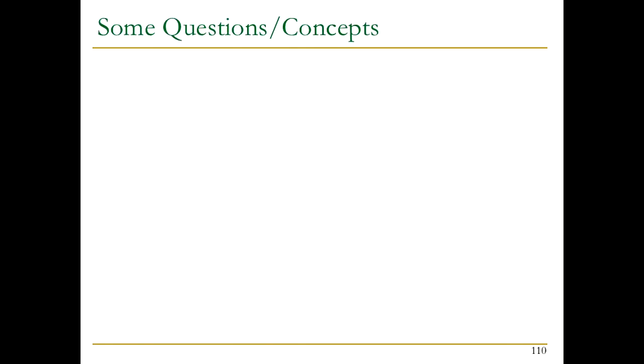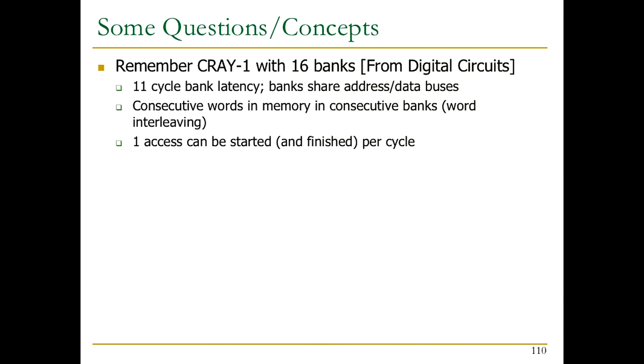Actually, this makes more sense if you've taken digital circuits with me. And nobody has here, because those guys are still taking second year, third year classes, I assume. That's okay. But I can remind you that there is a lecture in digital circuits where we covered Cray 1. Cray 1 is one of the earliest supercomputers. And among other really interesting characteristics of the supercomputers, one of the characteristics was it had a memory that had 16 banks.